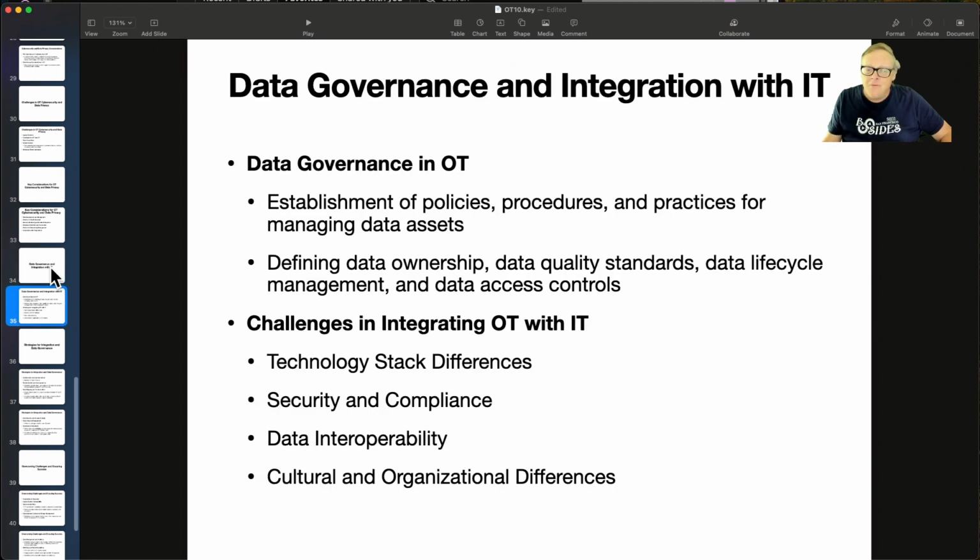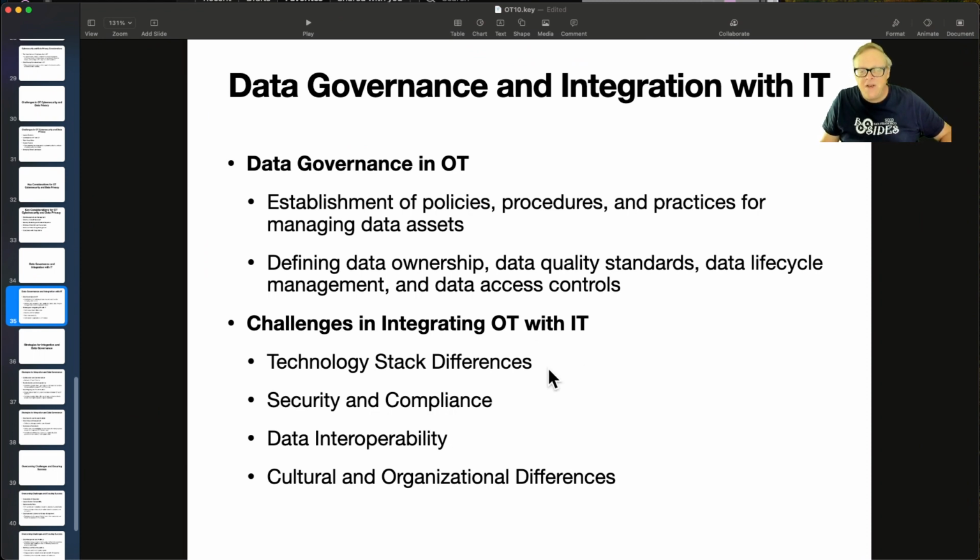And so data governance is your procedures for handling data assets, and this defines ownership. Somebody is responsible for the data, they own it, and they're supposed to make sure it's handled correctly. Your quality standards, your life cycle management, how do you gather data, how do you store it, and how do you destroy it when you don't need it anymore, and so on.